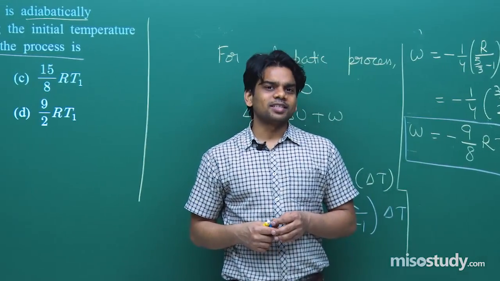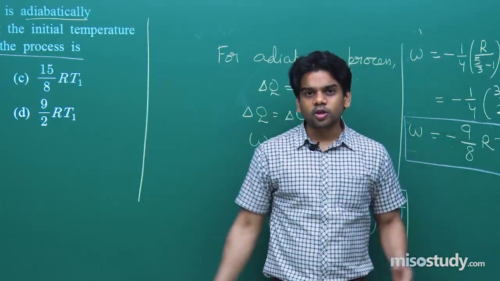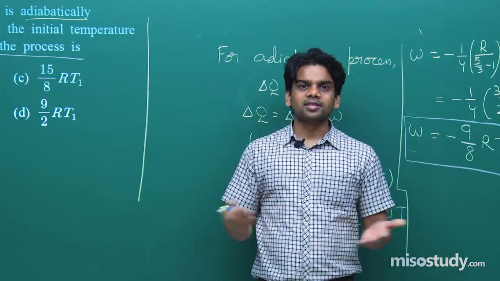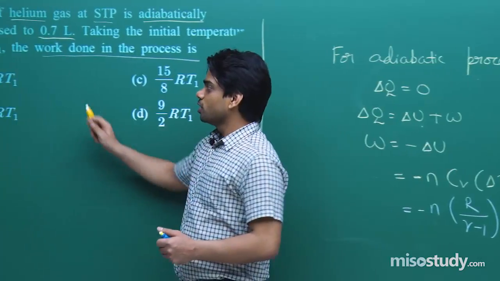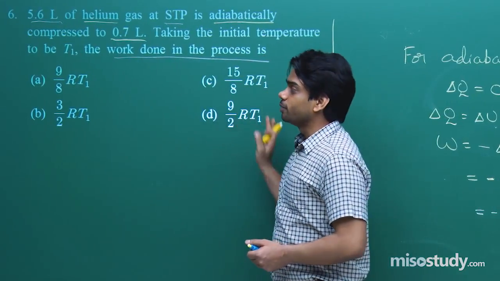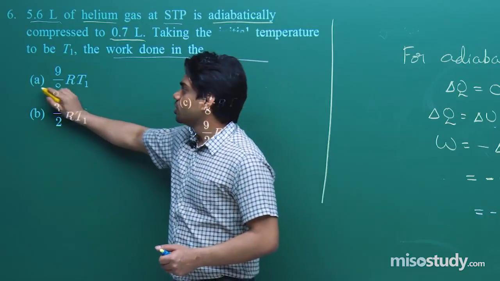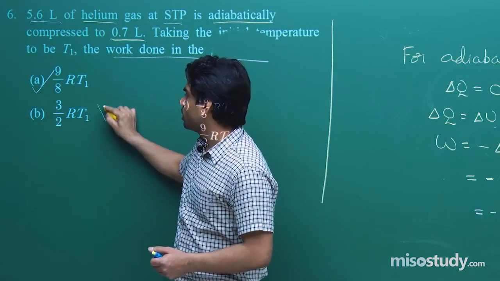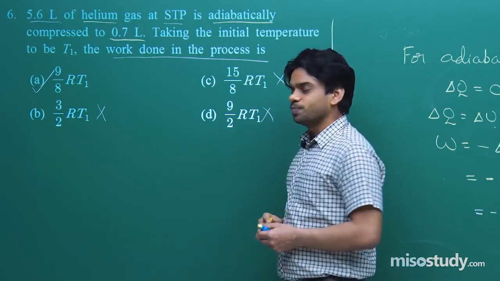Now one more thing, try to understand. The answer comes out to be negative, that is actual, because the gas is compressed, you are doing work on the gas, so the answer has to come negative. In our case, only the magnitude is given. So you need to check which magnitude suits with the best option. Option A, 9 by 8 RT1, yes, this is the right magnitude. This will be the right answer. The rest: 3 by 2 RT1, no. 15 by 8 RT1, no. And 9 by 2 RT1, no.